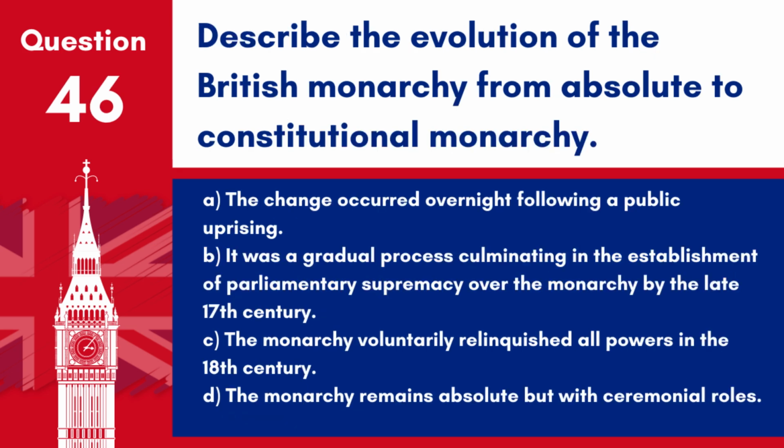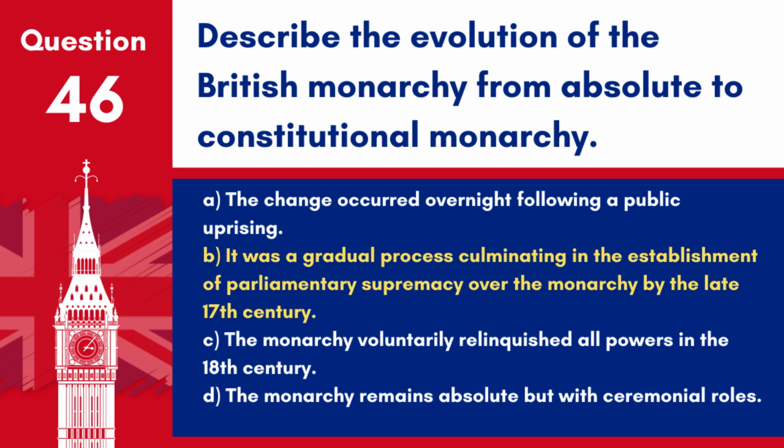Question 46. Describe the evolution of the British monarchy from absolute to constitutional monarchy. A. The change occurred overnight following a public uprising. B. It was a gradual process culminating in the establishment of parliamentary supremacy over the monarchy by the late 17th century. C. The monarchy voluntarily relinquished all powers in the 18th century. D. The monarchy remains absolute but with ceremonial roles.